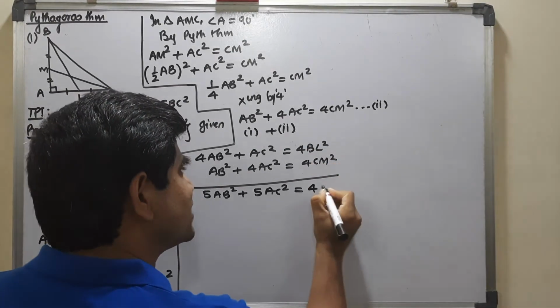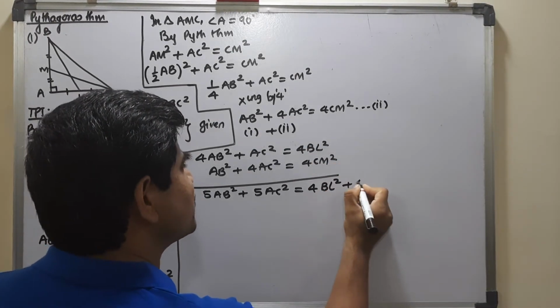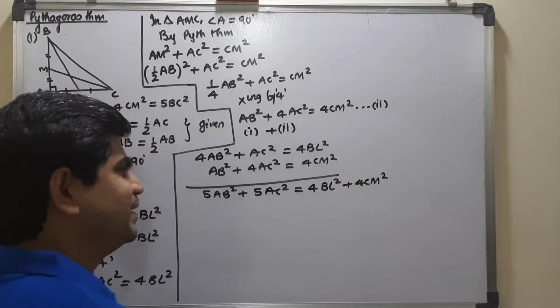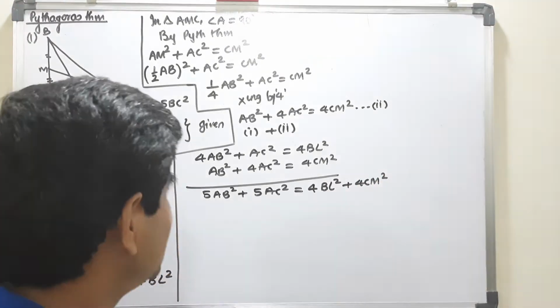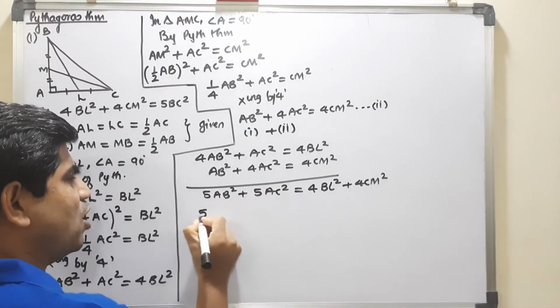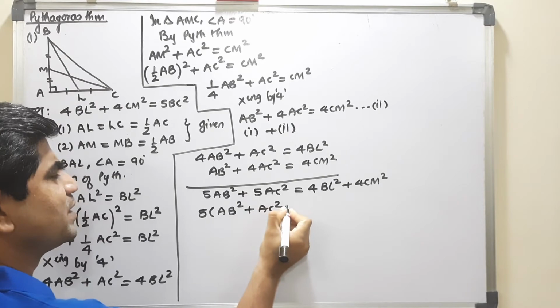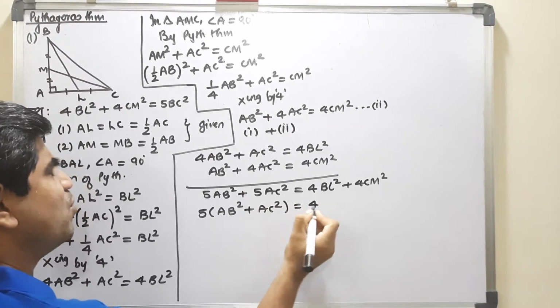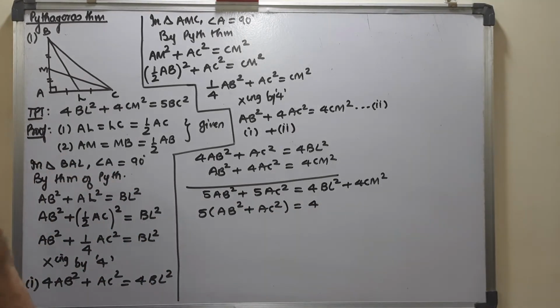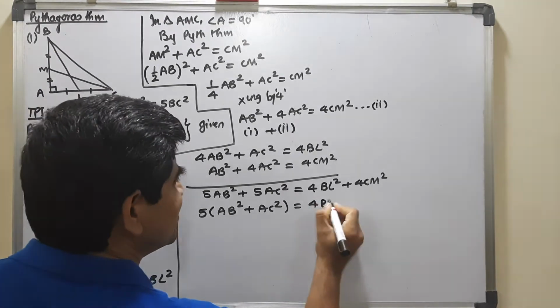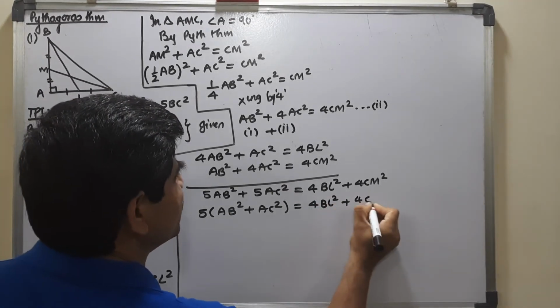But I can write it as 4bl square plus 4cm square. I did not add it. See here, I did not add it. Now I can take here 5 common, which will give me ab square plus ac square. If I want, I can take 4 common. If it is taken, not taken, so I will keep it as it is. Bl square plus 4cm square.